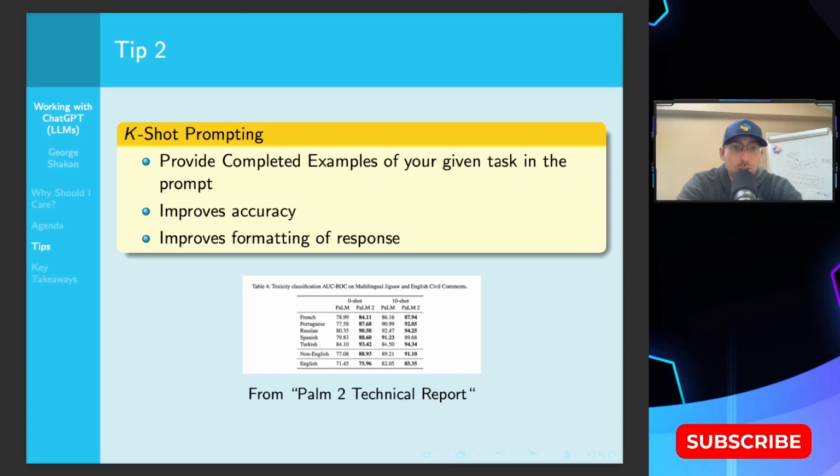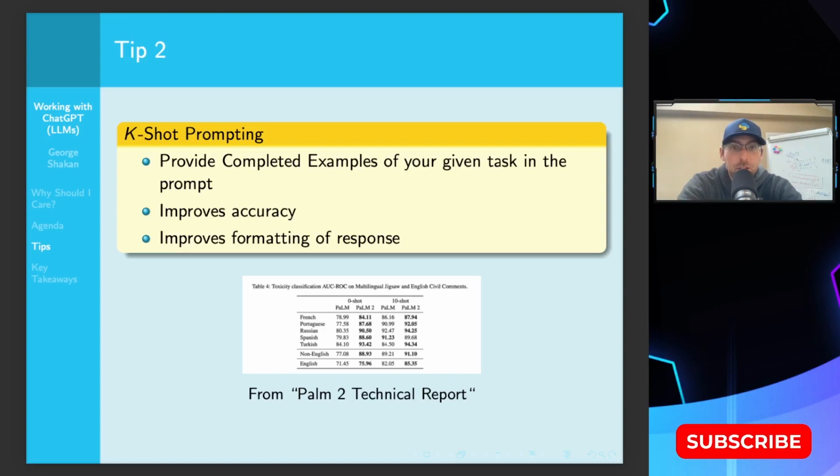Now, what this does is it really improves the accuracy of the models. Many people have observed this, and I've observed this as well. And also, as a byproduct, something a little different, it improves the formatting of the response. So if you've ever worked with large language models, you might notice that they add a bunch of superfluous text sometimes to explain what's going on or just say, hey, thanks for the question, here's the response. And if you don't really want that, this Kshot Prompting can help get rid of that.